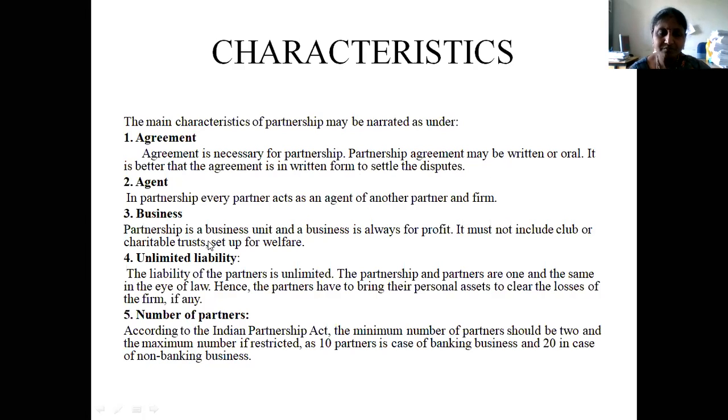నెక్స్ట్ బిజినెస్. Partnership is a business unit and a business is always for profit. అంటే మనం ఇక్కడ చేసే బిజినెస్ ఏ పర్పస్ కి, ఓన్లీ బిజినెస్ రిలేటెడ్ యాక్టివిటీస్ చేయడానికి, బిజినెస్ లో ప్రాఫిట్స్ ఎర్న్ చేయడానికి. అంతేగాని it should not include a club or charitable trust, ఆ పర్పసెస్ కి, వెల్ఫేర్ రిలేటెడ్ కాదు. ఓన్లీ బిజినెస్ రిలేటెడ్, business dealings and business activities and enjoying the profits of that business.